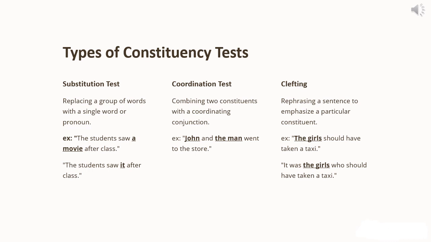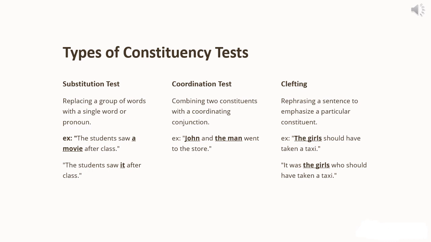In this test, we combine two constituents with a coordinating conjunction, and here in our example it's and. John and the man went to the store. When we used and, we basically said that John is a constituent and the man is another constituent.